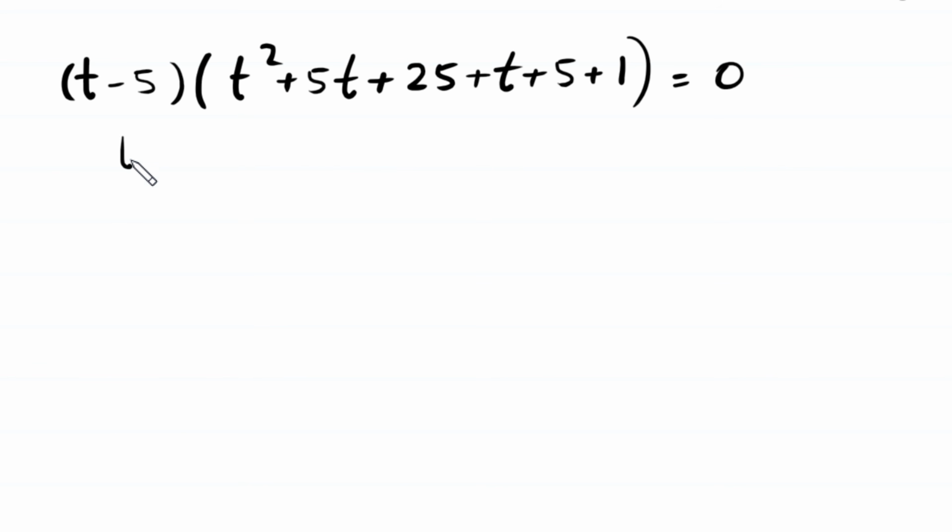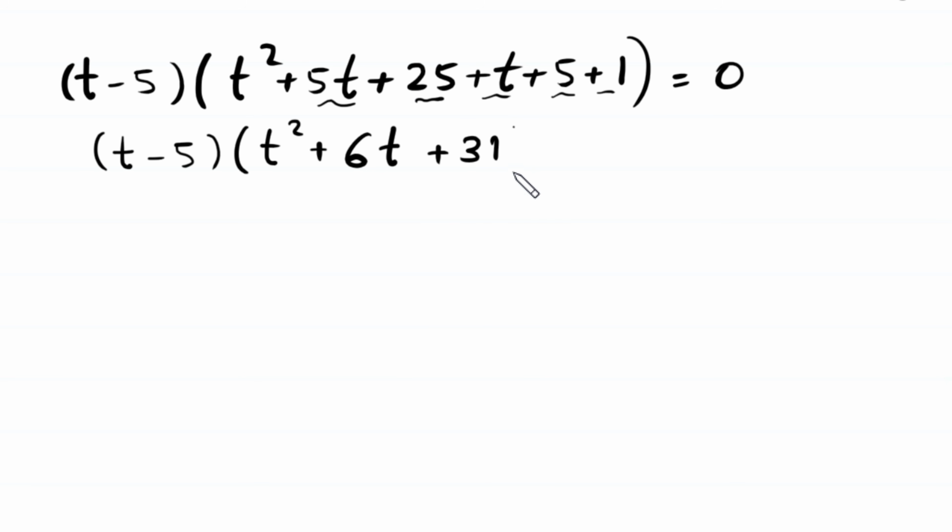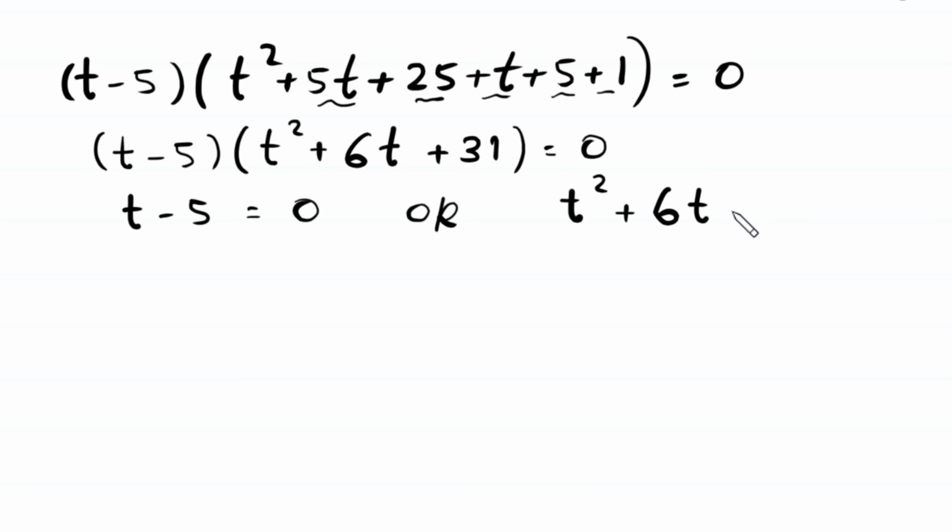Further simplify, this will become (t − 5) times (t² + 5t + t), which is t² + 6t, plus 25 + 5 + 1, which is 31, equal to 0. Either this expression t − 5 equals 0, or this second factor t² + 6t + 31 equals 0. From the first equation we get t = 5, and the second case we can solve this quadratic equation by completing the square method.